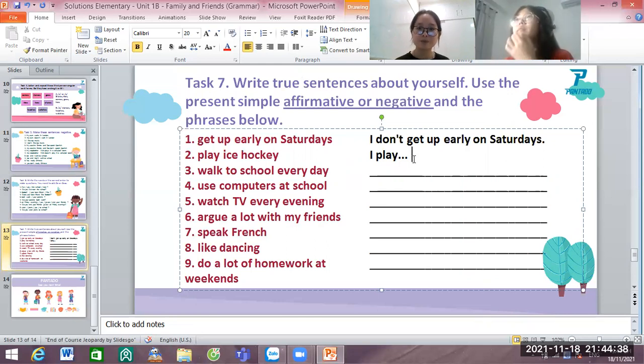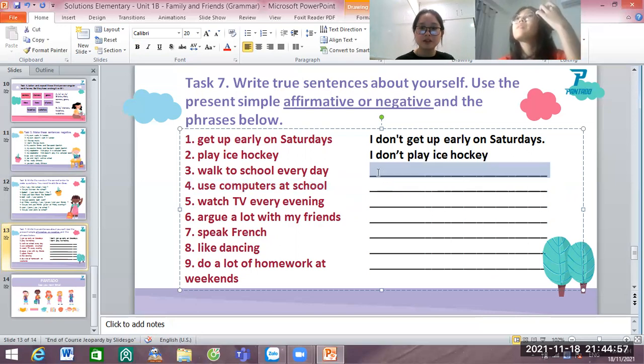Number 2. I don't play ice hockey. Do you know what ice hockey means? Yes, I know. Very good. How about number 3? I don't walk to school every day.